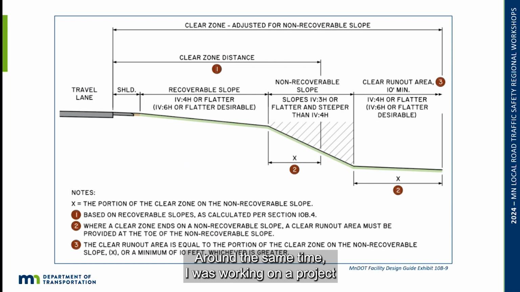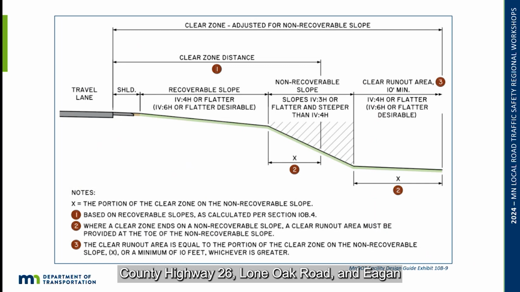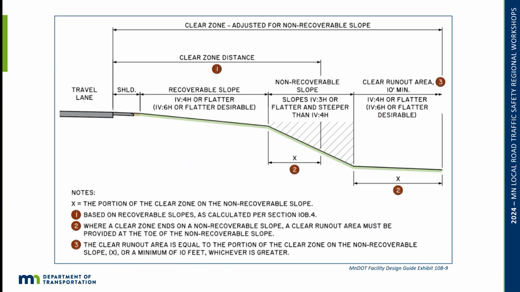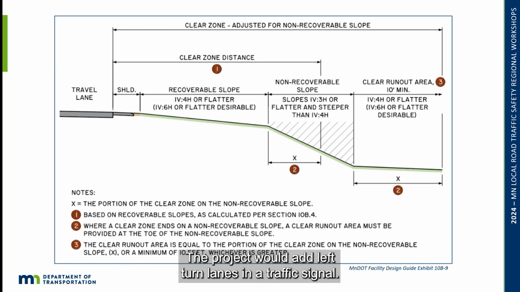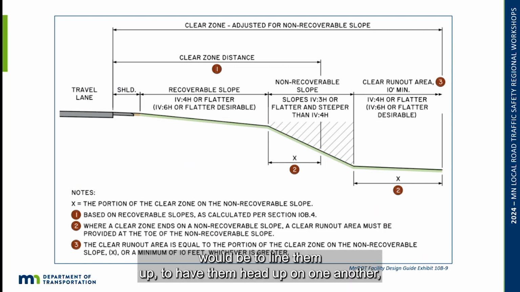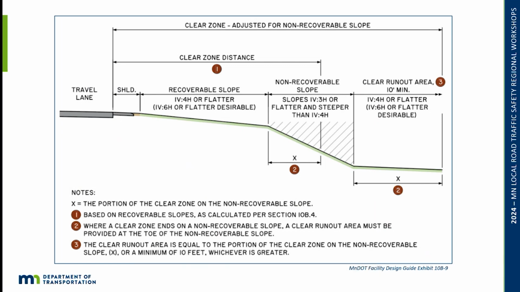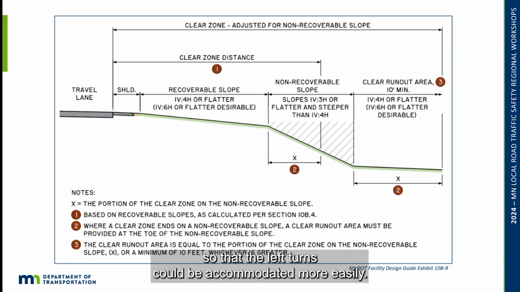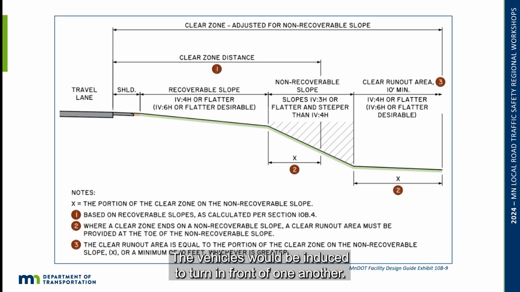Around the same time, I was working on a project to improve the intersection of Trunk Highway 55 and Dakota County Highway 26, Lone Oak Road in Egan. The project would add left turn lanes and a traffic signal. The preferred design for the left turn lane would be to line them up, to have them head up on one another, so that the left turns could be accommodated more easily. The vehicles would be induced to turn in front of one another.